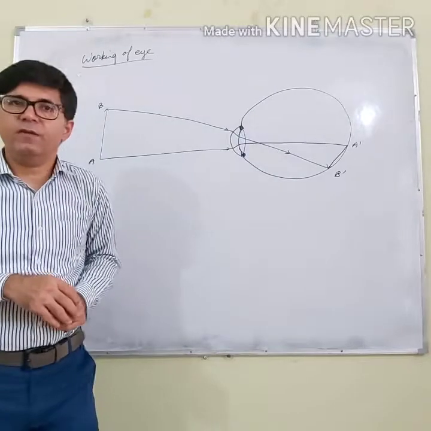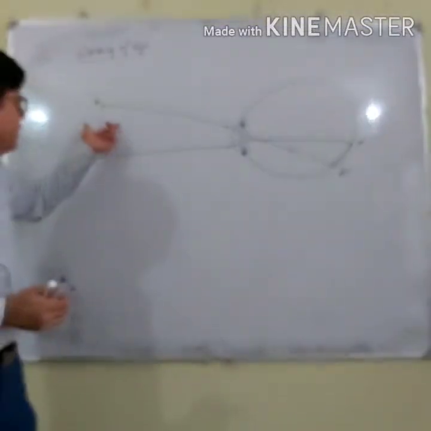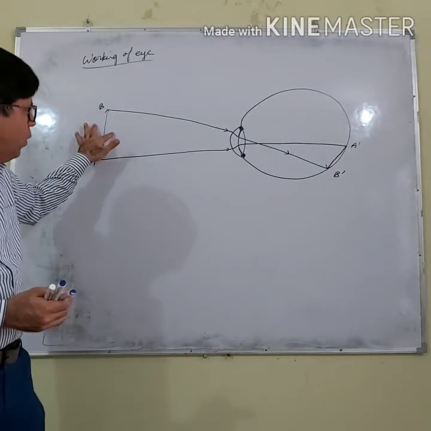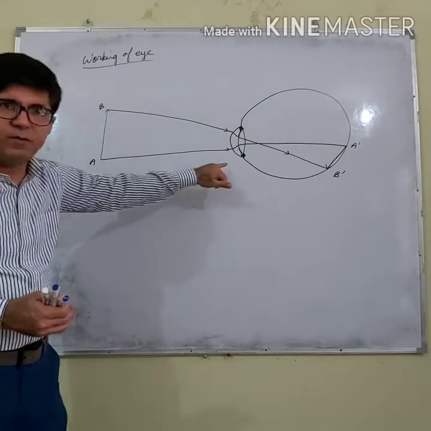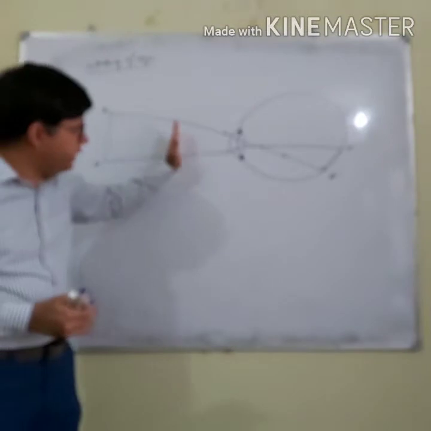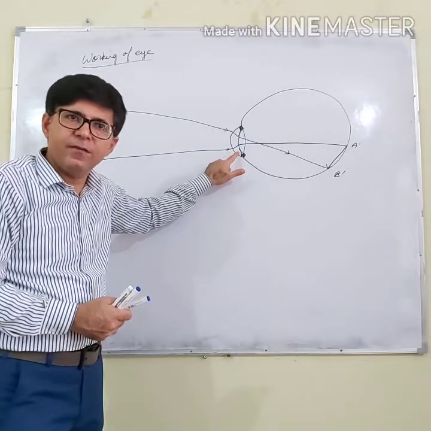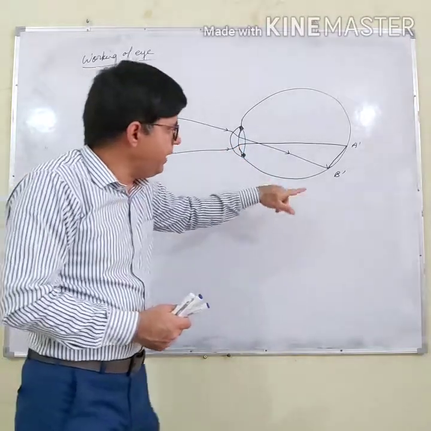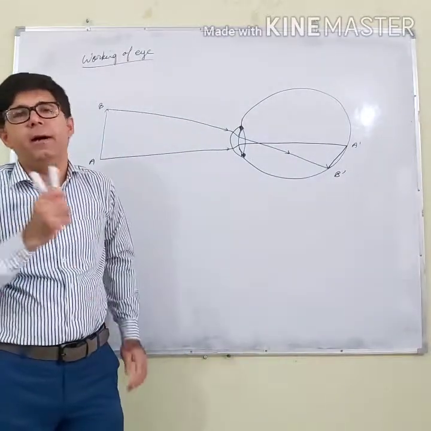So this was the working of the eye. Let me repeat it again, it is very simple. Now let us say AB is an object placed in front of the eye. Light from the object first enters the cornea, refraction takes place, and it enters the eye lens, and a real and inverted image is formed on the retina.